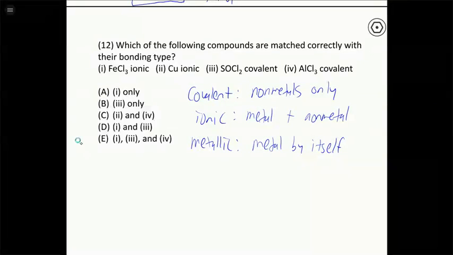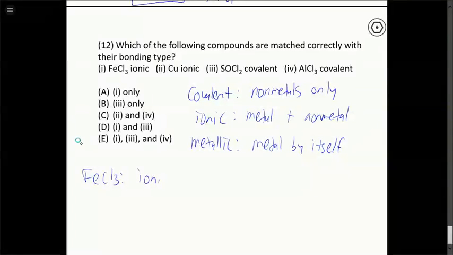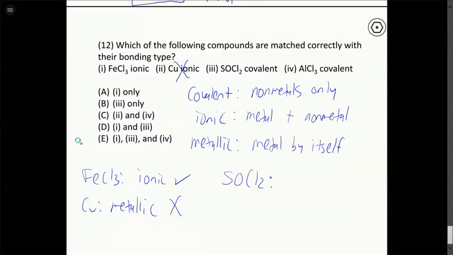So if we look at the four choices here, FeCl3: iron is a metal, chlorine is a nonmetal, so this one would be ionic, so that one's correct. Copper is a metal, so copper should be metallic bonding, because it's a metal by itself, so that one's incorrect. SOCl2: sulfur, oxygen, chlorine are all nonmetals. Remember, nonmetals are on the right side of the periodic table, and metals are on the left. Those are all nonmetals, so that's going to be covalent.